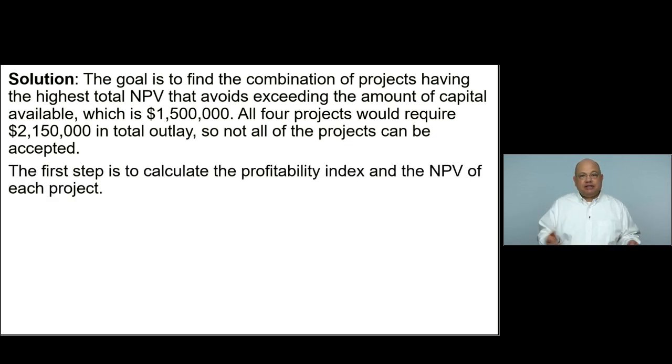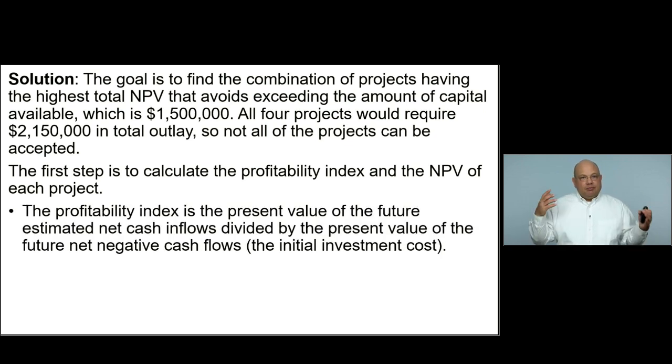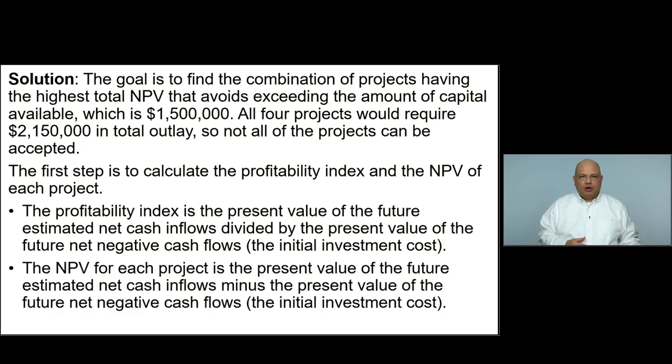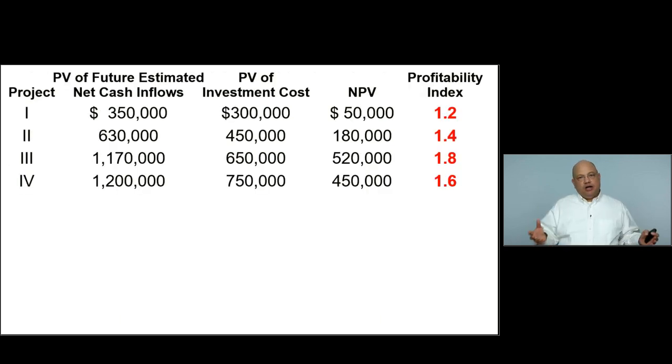The first step is to calculate the profitability index and the net present value of each project. Profitability index is the present value of the future estimated net cash inflows divided by those negative cash flows. And the net present value, we know what that is, taking that net initial investment as well. And so taking that information, here's what we get. For each project, we have the present value of the future estimated cash inflows, the present value of the investment cost, that gives us a net present value, and at the far right, the profitability index.